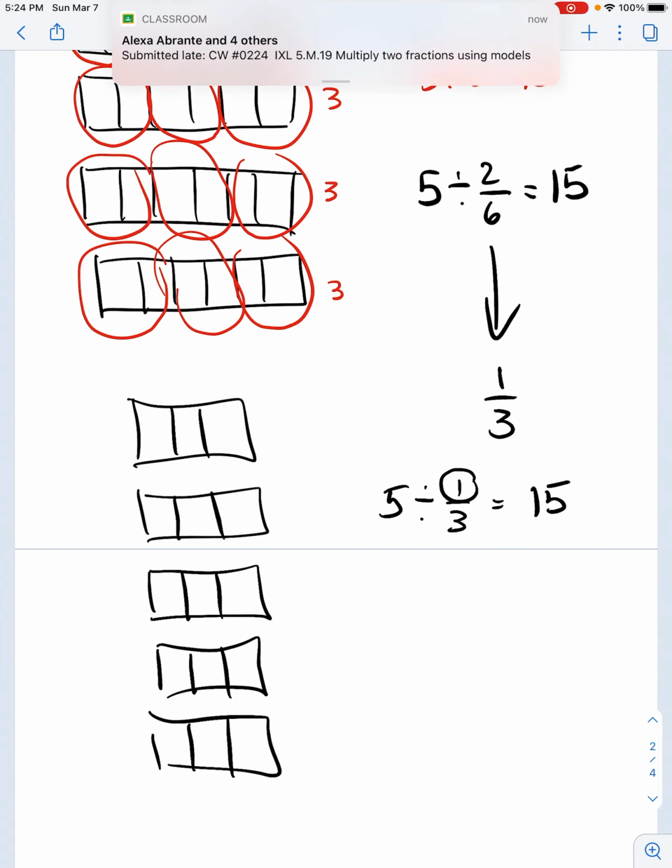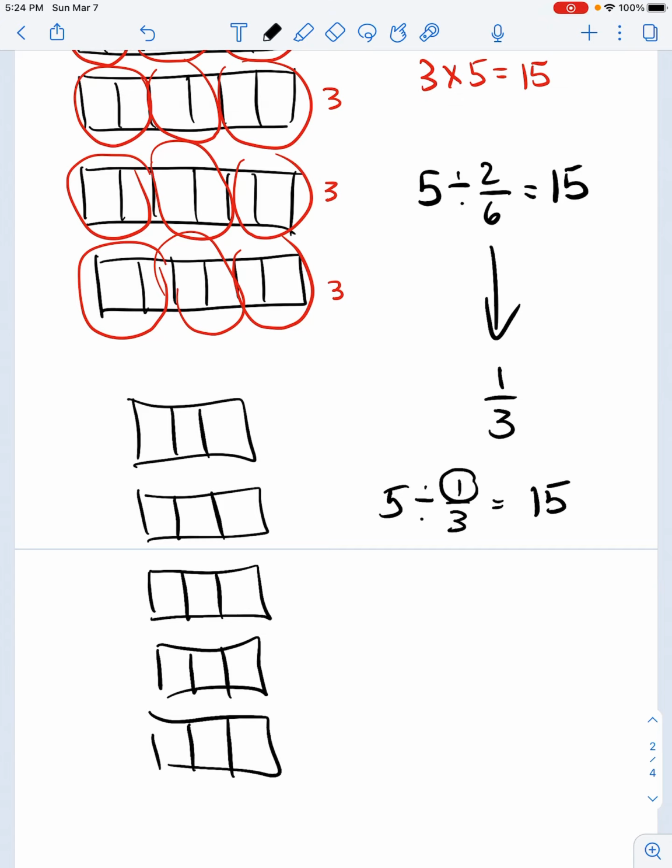Okay, so that's the way we model fraction division. However, you may notice that the answer to both of these problems is a whole number. That's because it's a whole other ballgame when you talk about fraction division where there is a remainder, and that is what will be covered in the next video.